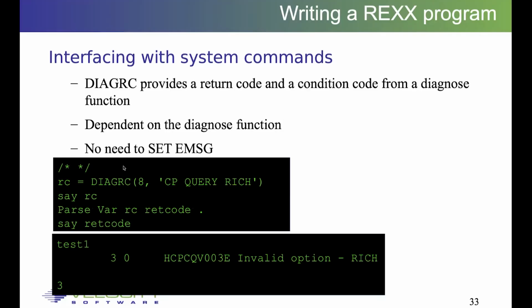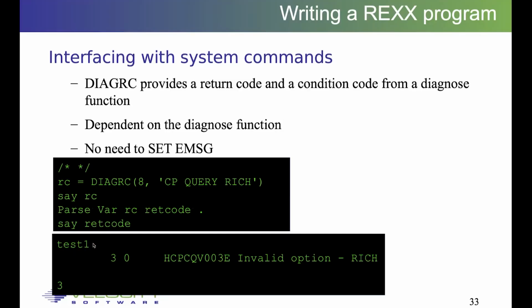So here's my program. I didn't tag the name of the program, but in any case, I'm issuing DIAG_RC, in this case, the same diagnose code 8, which is issuing a CP command, CP query rich. And I'm going to display the return code, which is the response from the DIAG_RC command. And then I want to parse the return code value to get the actual return code from DIAG_RC. And this will make more sense when we look down here in the output.